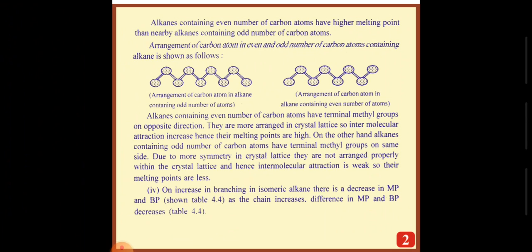Alkanes containing an even number of carbon atoms have terminal methyl groups in opposite directions. They are arranged in the crystal lattice, so intermolecular attraction increases. Hence, their melting points are high.